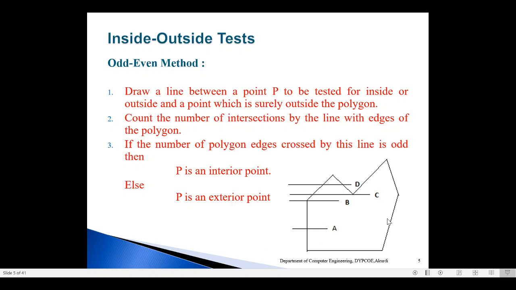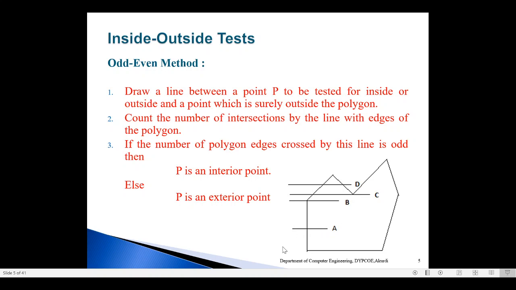So here in this diagram you can see 4 points, point A, B, C and D. Clearly here we can see whether the points are inside or outside. Through the test again we'll justify whether the point is inside or outside. So the very first step is we have to draw a line from outside to the point which is to be tested.